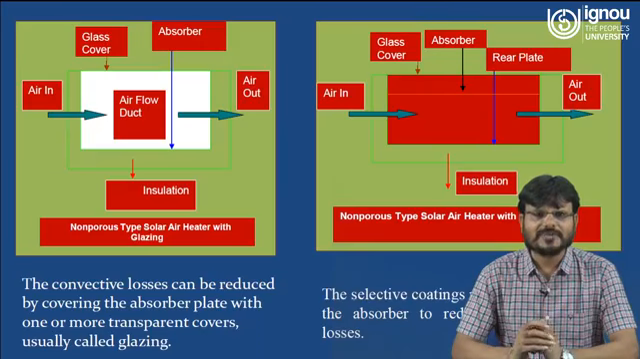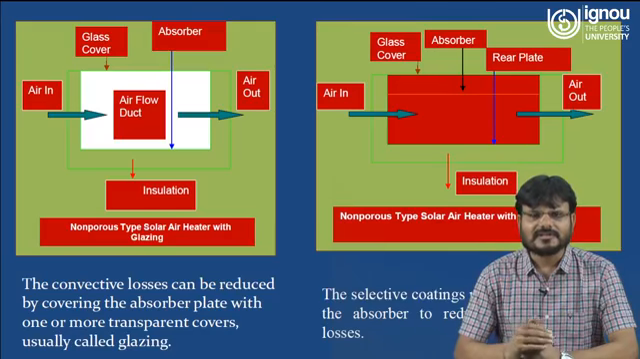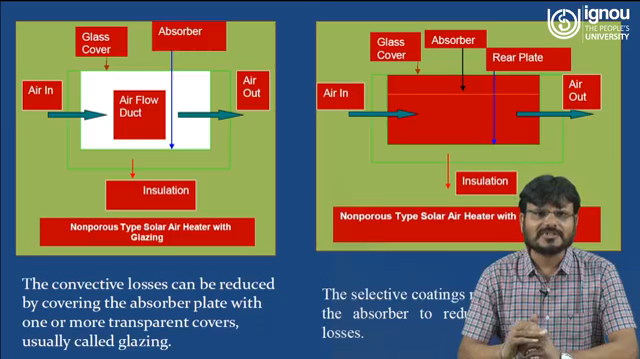Now another type you can see here, non-porous type solar air heater with glazing. What is the change in this particular non-porous type solar air heater with glazing? Here you can see the absorber is at the bottom of the channel, and at the top there is a glass cover. The glass cover is nothing but what you can call glazing.